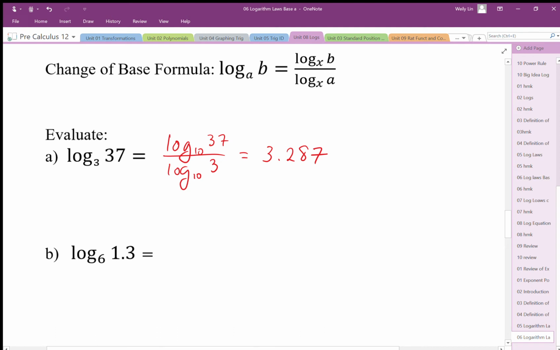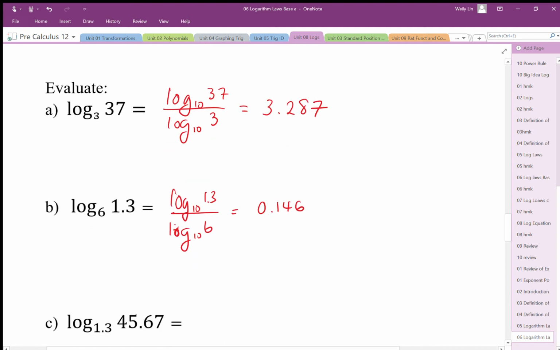Okay, so the next one here, we're going to change this to base 10 because again these are unrelated bases. So there's the log of my argument. The change of base formula says I put the log of the base in the denominator and then work that out. Log 1.3 divided by log 6. Okay, I get 0.146. So that's basically a root. So I need to put a root power on 6 to be able to get it down to 1.3.